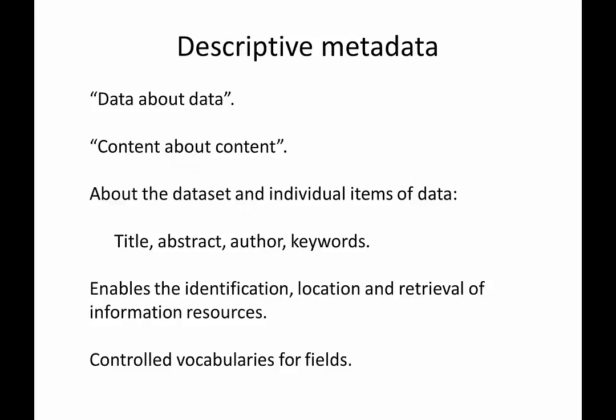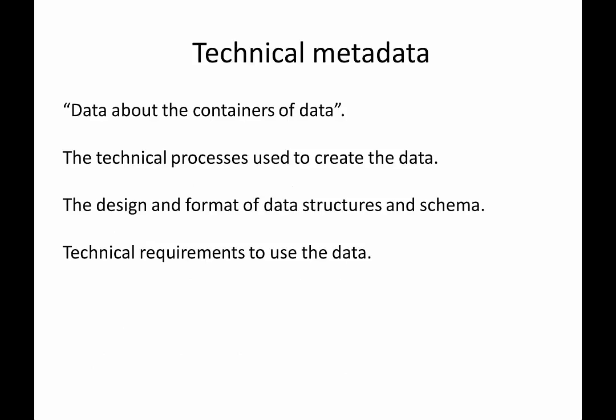The first type of metadata they list is descriptive metadata. This is what we're all familiar with. Data about data, or content about content. It tells us about the data set and potentially individual items of data as well. So it includes your classic title, abstract, author, keywords, etc. And this is what we use to identify and retrieve information resources. It may also include, and should include, controlled vocabularies for fields. So if you've got only certain values entered in particular fields, it should list these values.